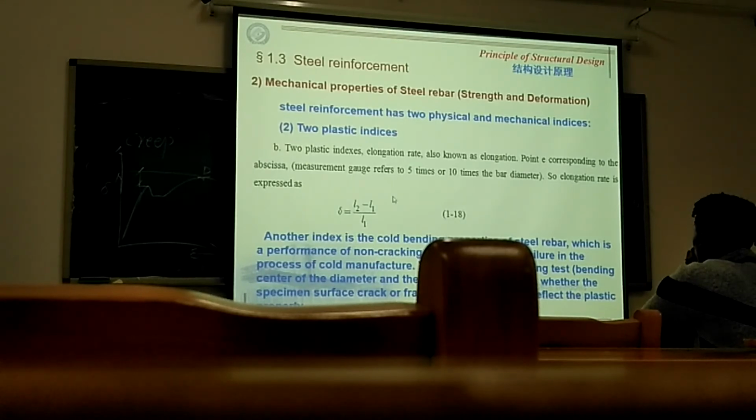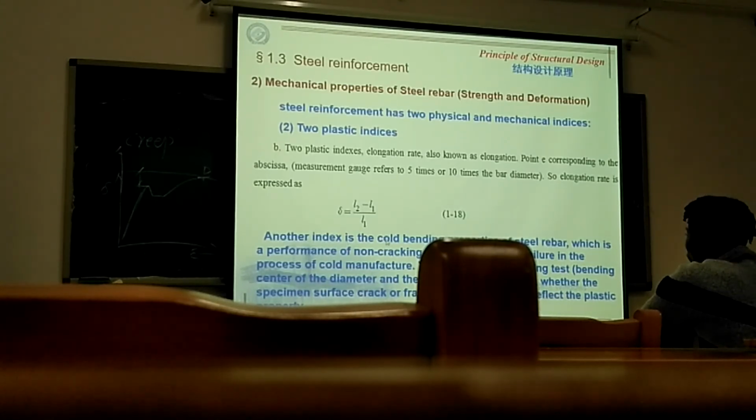That means it actually also reflects the plasticity. So that means the deformation can be very large, or a long distance can be deformed.